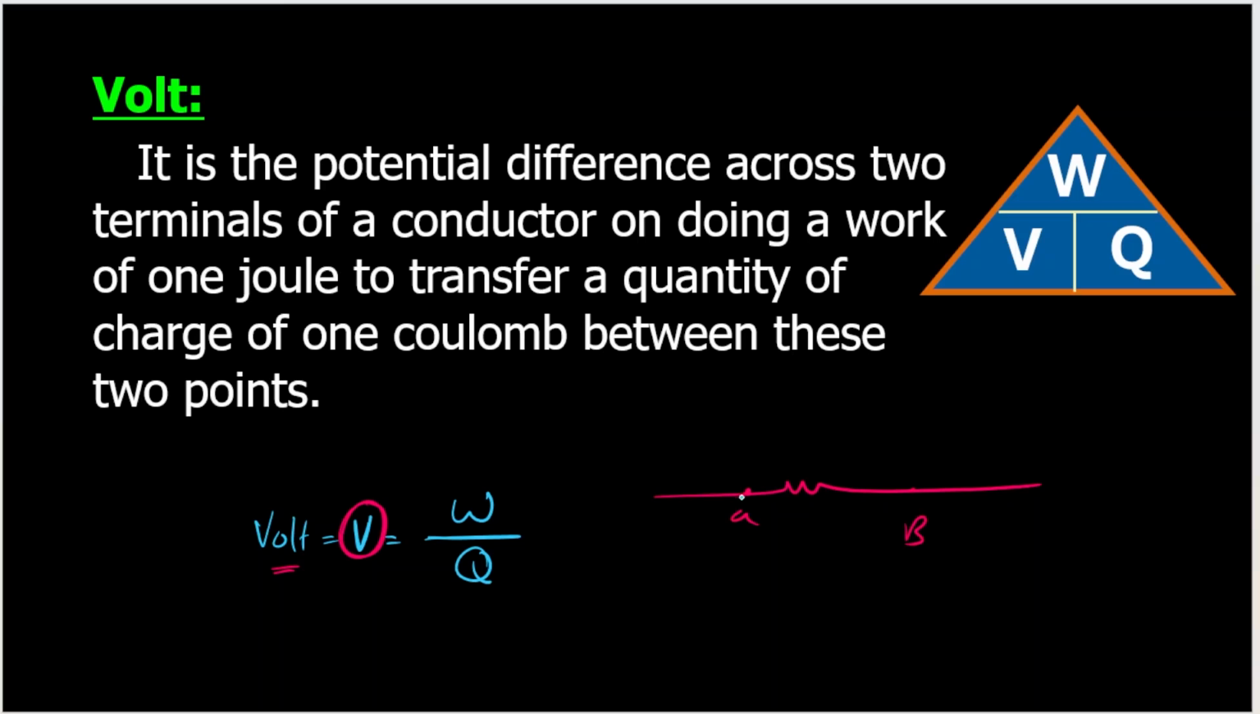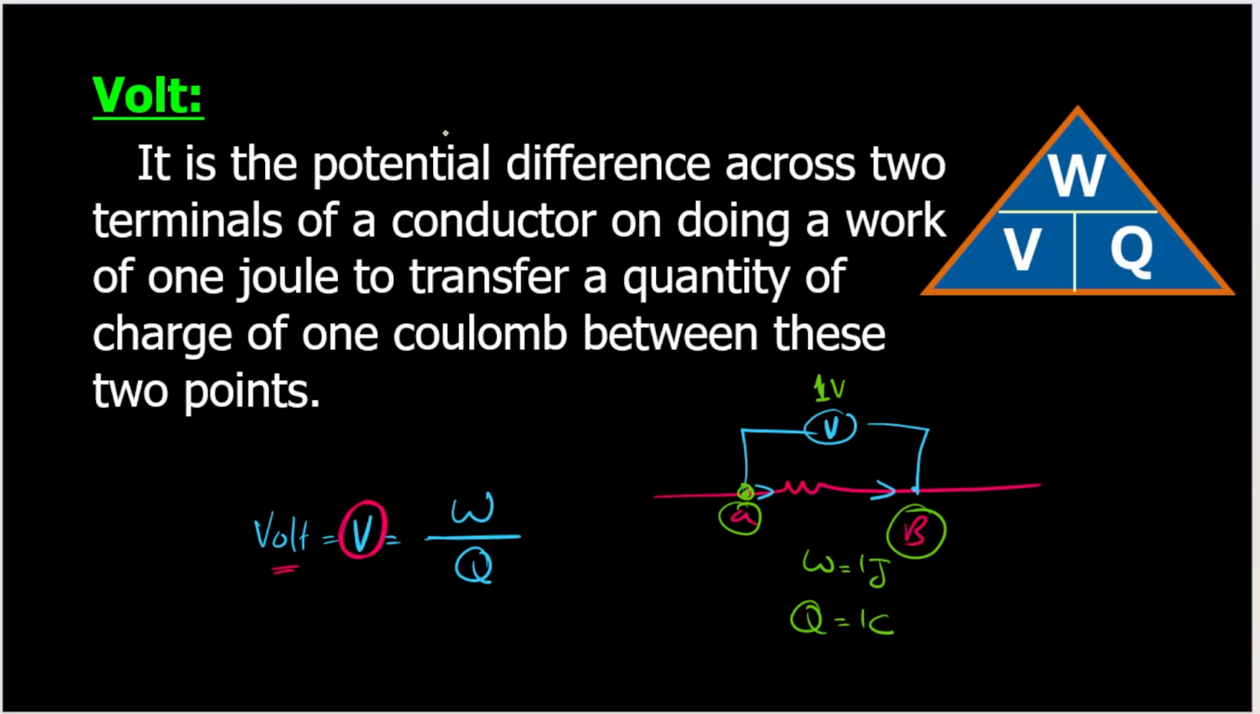If the potential difference between point A and point B, this is the direction of the current. This is the voltmeter, which is a device connected in parallel to measure the potential difference. If the reading of this voltmeter is 1 volt, this means that it is the potential difference when a work of 1 joule is needed to transfer a quantity of charge of 1 coulomb between the 2 points, which are A and B in this case.